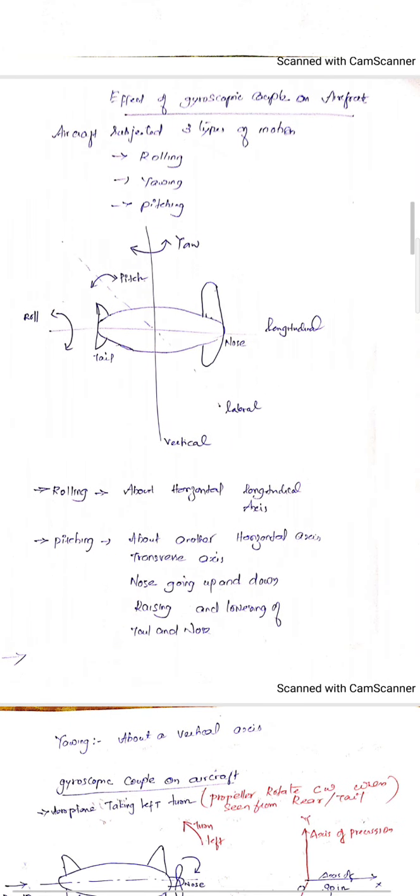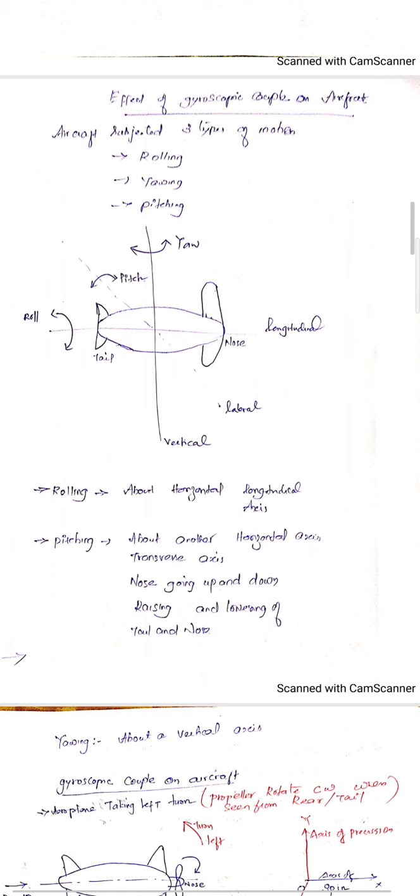Hello, my dear students. Today we are going to discuss the effects of gyroscopic couple on an aircraft. Before going into details, we have to know some basic terms, that is, how an aircraft is subjected to different types of motion. Basically there are three types of motion an aircraft is subjected to. First one is rolling, second one is yawing, and third one is pitching.